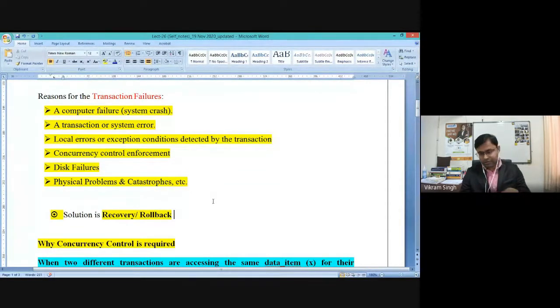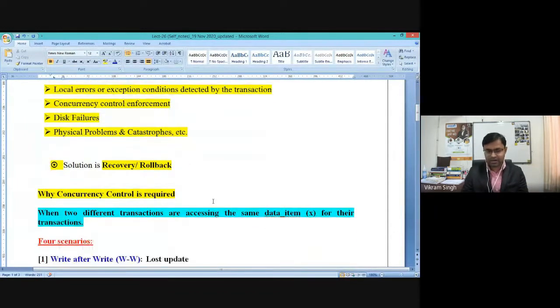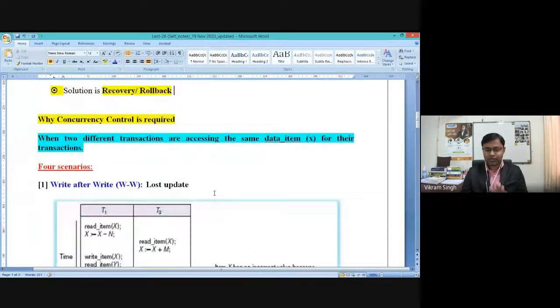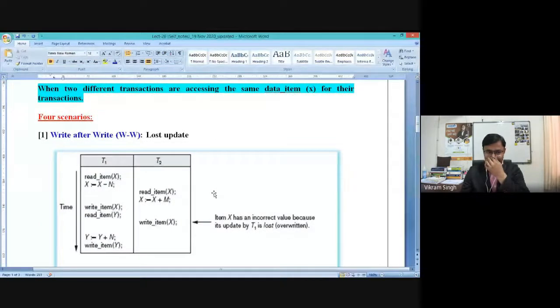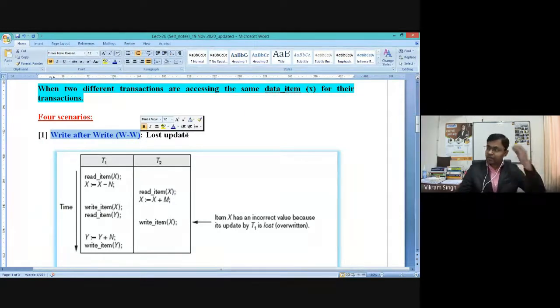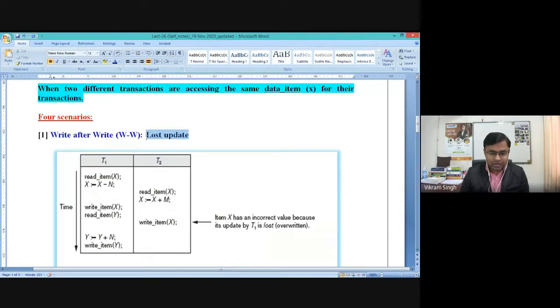Because all of the users currently accessing data item X are trying to modify it, we call this scenario write after write. Whenever two users are trying to write on a data item X, the failure of one transaction may lead to the scenario called lost update, right?